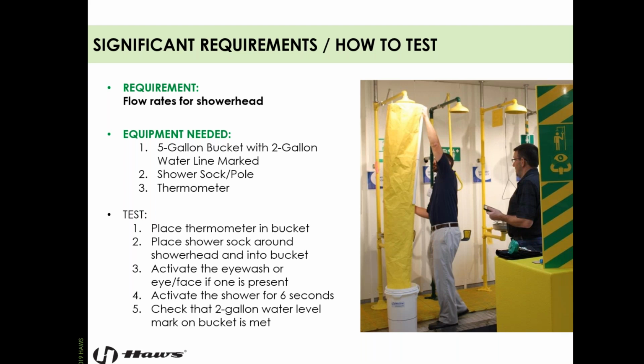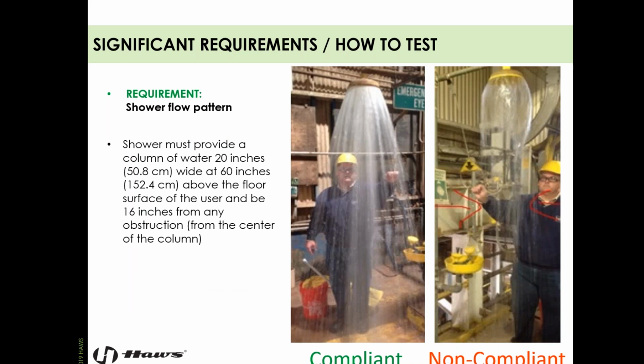Activate the shower for 6 seconds. Okay, and that's where that math comes in. We're checking that the 2-gallon water line on the bucket is being met after that 6 seconds, and we just do the math, right? 6 seconds, 2 gallons times 10, 60 seconds, 20 gallons. Okay, easy peasy. Now the shower flow pattern is something we also have to measure.